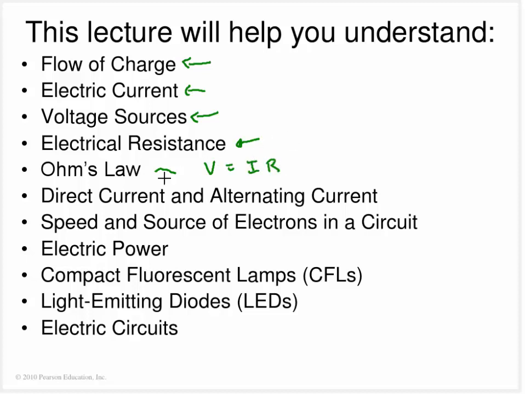And I'll talk a little bit about direct current circuits and alternating current circuits, what happens with the electrons inside of a circuit, a little bit about electrical power, and how electrical power is related to light bulbs, CFLs, or LEDs. And then I'll talk about two types of electrical circuits. I'll talk about how we can wire things up in series, or how we can wire things up in parallel, and the difference between the two of these. It looks like a lot of information, but it's a little bit shorter than last chapter.